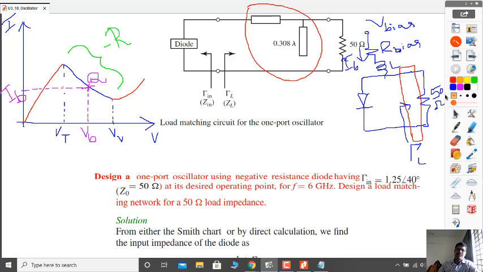So this is the way of making the bias operate at the required Q point level. You can choose anywhere over the negative resistance region. Not only here, you can choose this point or this point, any one. So this is about the biasing of the negative resistance diode to make it oscillate.